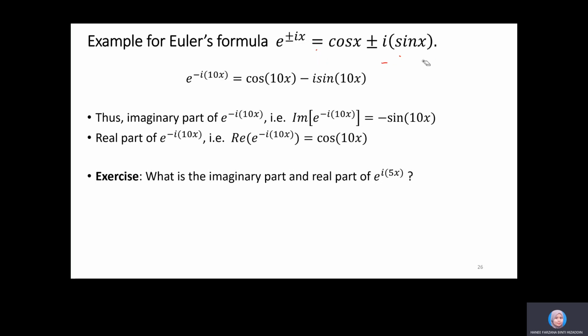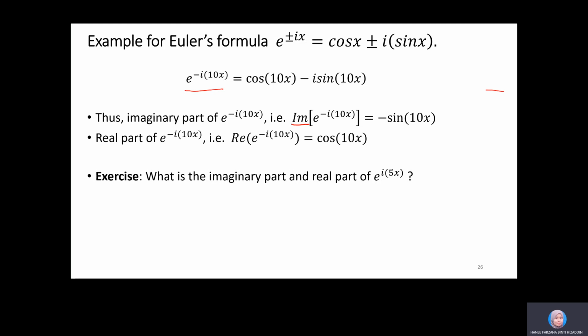So what if you have e to the power of negative i times 10x? Just replace this x with 10x and this x with 10x. But since it's negative, you take the minus sign to be in the middle. So you can see that in this case, you have a real part and an imaginary part of this exponential term.